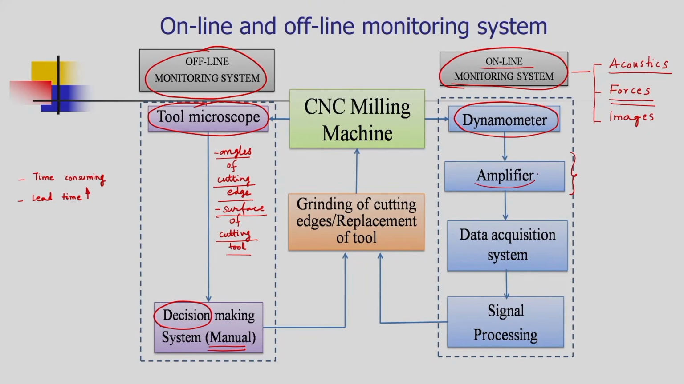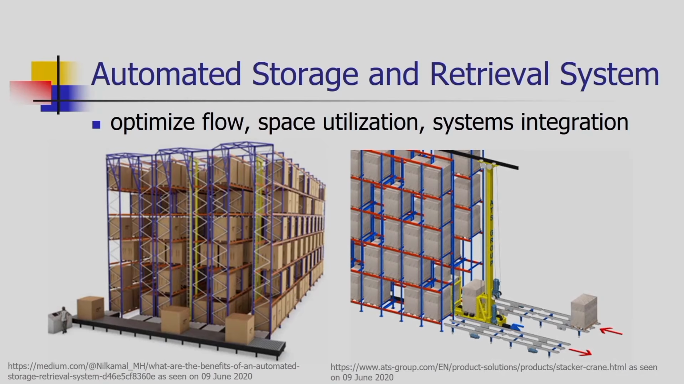So, amplifiers are required. We need to design a sophisticated data acquisition system, and that data acquisition system helps us to take the required decision. Now, as far as automation in manufacturing is concerned, the next type of equipment which is very common and very important is the automated storage and retrieval system.